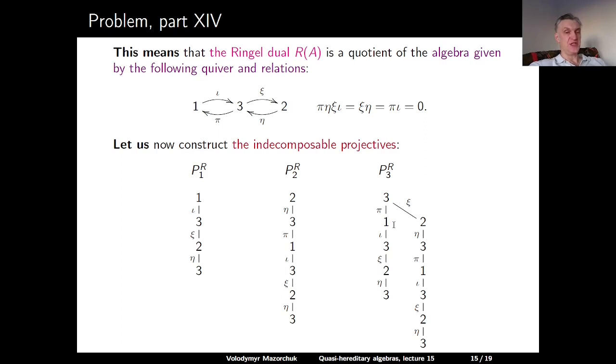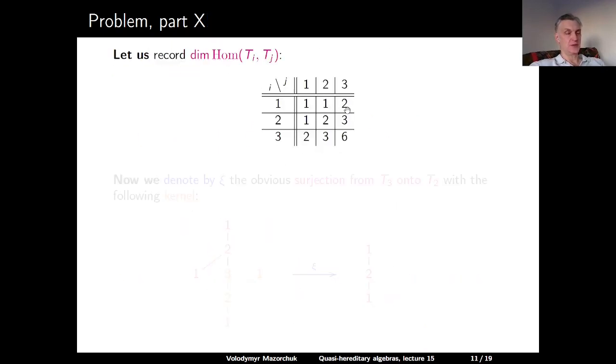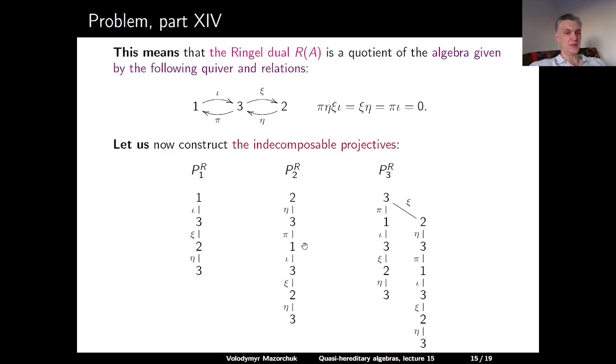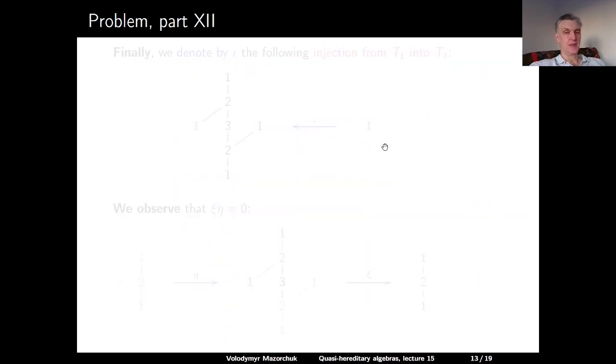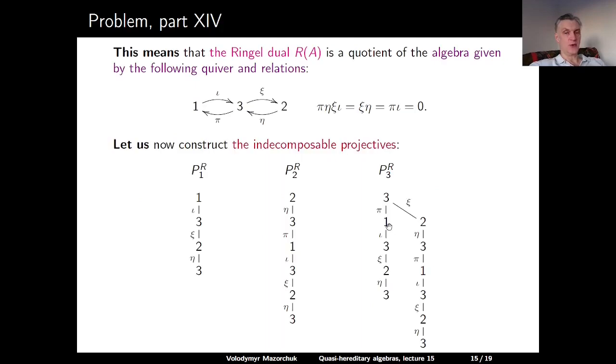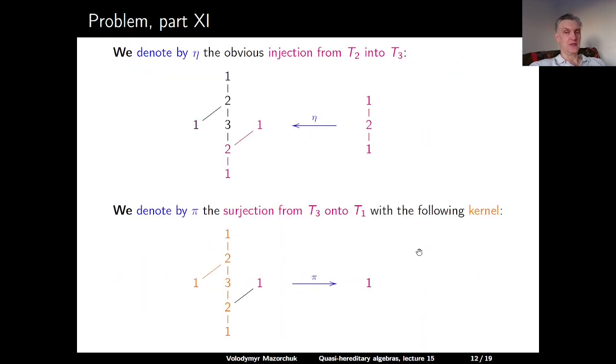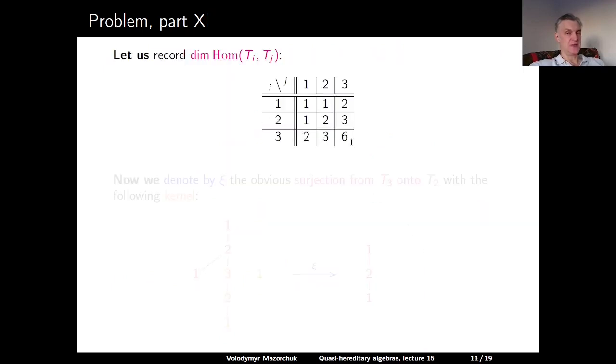Great! And now we can check the multiplicities of simples in these projectives. So P1 has L1 with multiplicity 1, L2 with multiplicity 1, and L3 with multiplicity 2. And if we check this table, we see 1, 1, 2. P2 has 1 with multiplicity 1, 2 with multiplicity 2, and 3 with multiplicity 3. And we look at this table, we see 1, 2, 3. And finally, P3 has 1 with multiplicity 2, 2 with multiplicity 3, and 3 with multiplicity 6. So if we look at this table, we see 2, 3, 6.